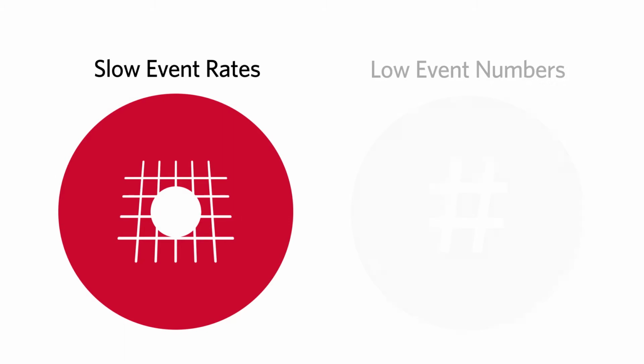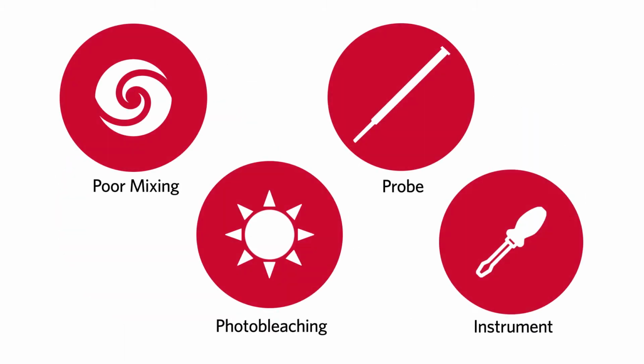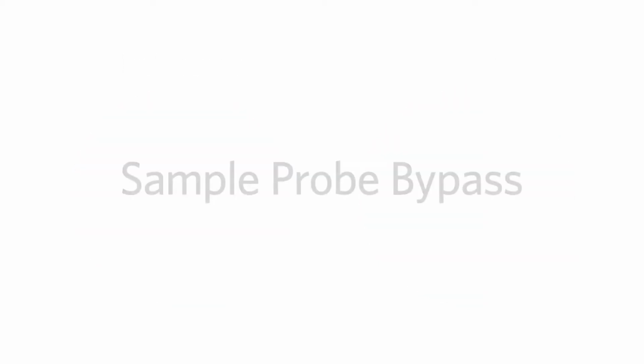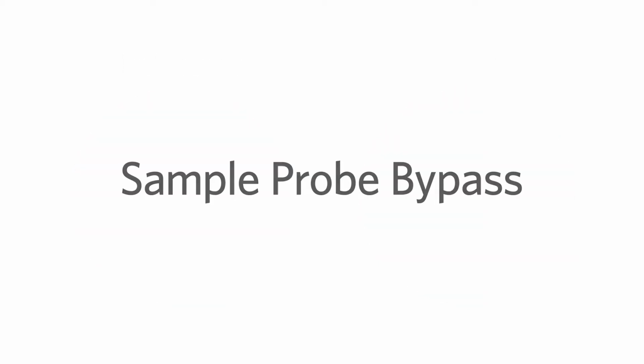Slow event rates or low event numbers can be due to a variety of issues. To determine if the issue is within the instrument versus probe-related, perform a sample probe bypass.